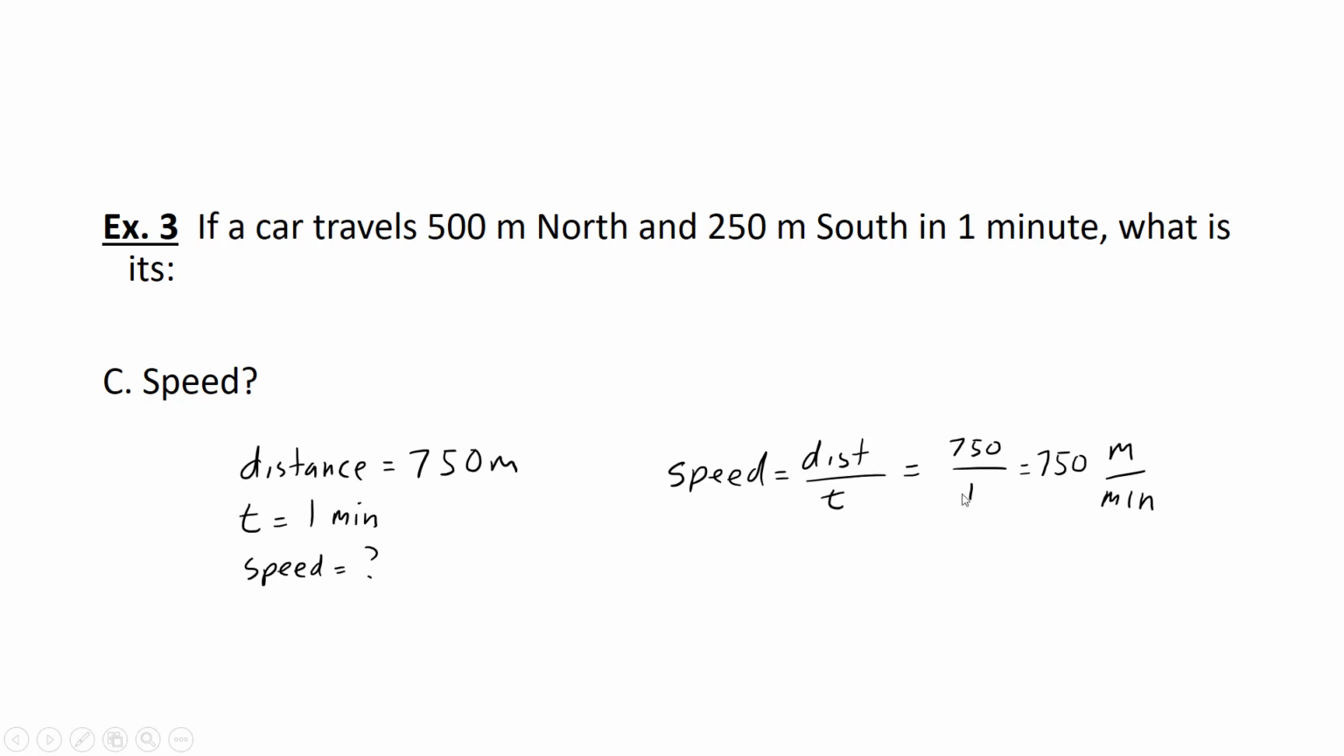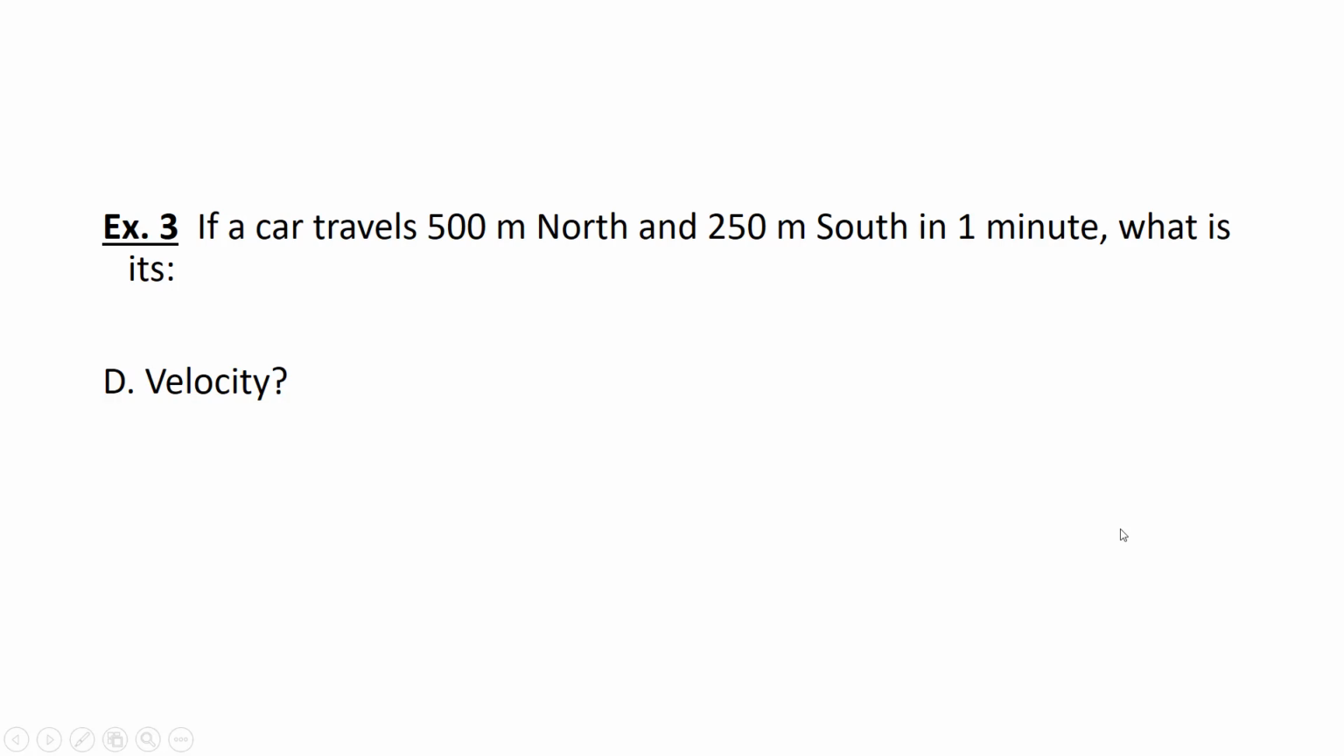Distance over time, 750 over 1, and then you keep the unit. So you keep your meters, you keep your minutes, and so it's 750 meters per minute.